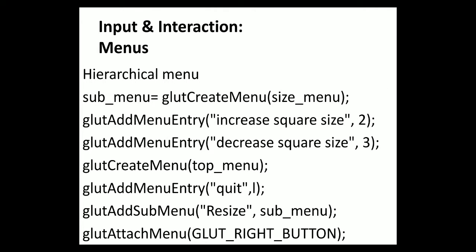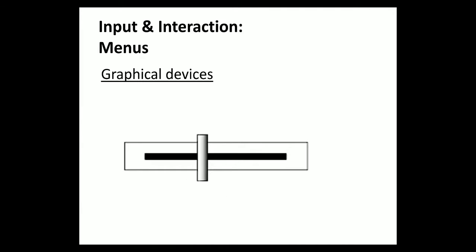So overall, add menu entry takes 2 parameters, that is the name of the entry and the identifier, and add submenu will take 2 parameters, the name of the entry and again the name of the submenu that has been created, and the last statement will be for attaching the menu. And one of the other types of representation is using graphical devices like a scroll bar or zoom bar, and they will be created using basic primitives like a rectangle in this case.